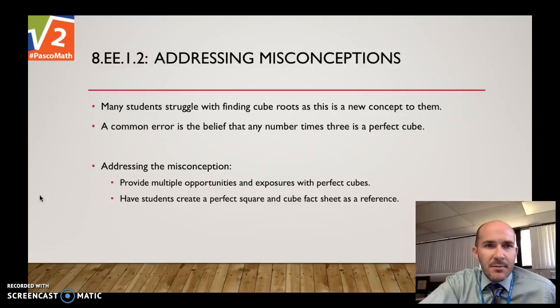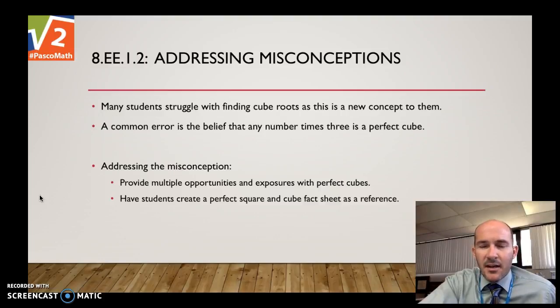So some misconceptions. Many students will struggle with finding cube roots as this is a new concept to them. They're a little bit more familiar with squaring a number than taking the cube or cube root. Then also a common error is a belief that when you cube any number, it is just that number times 3. Just like the misconception that squaring a number is multiplying by 2. We know that is not the case. It's using that number as a factor twice.